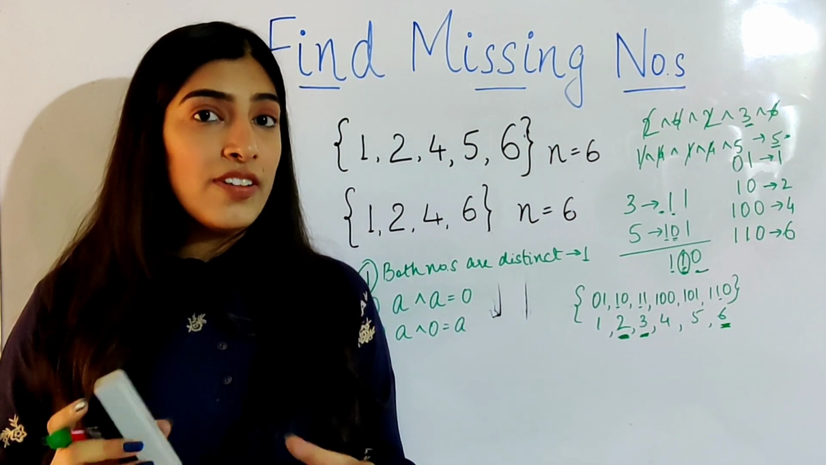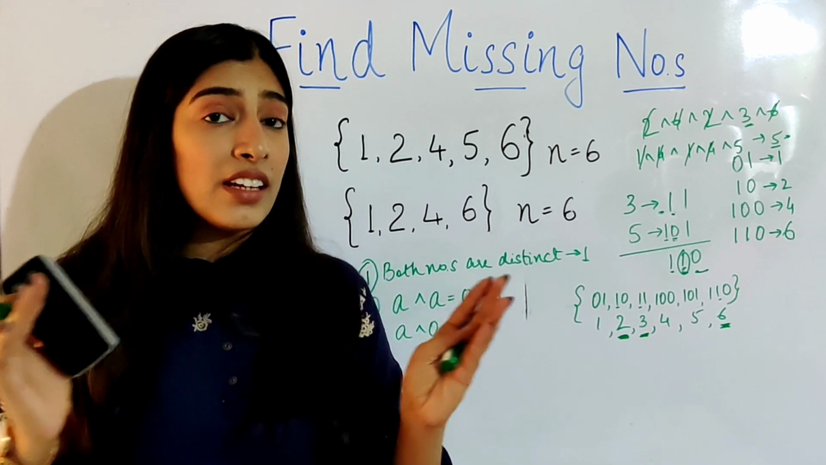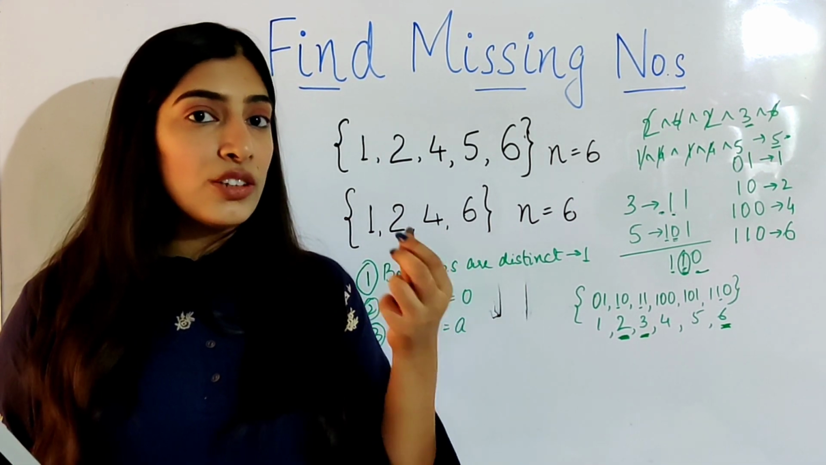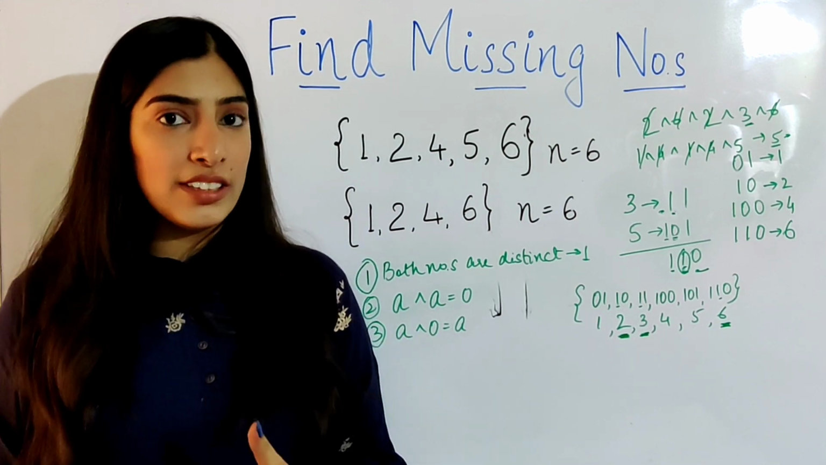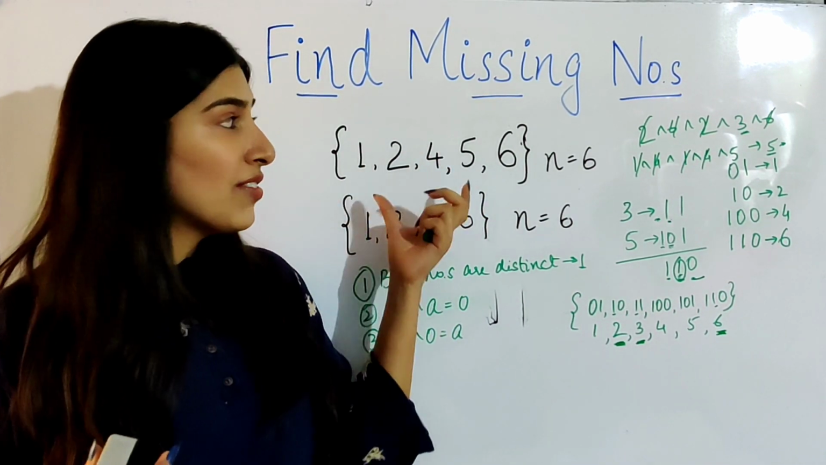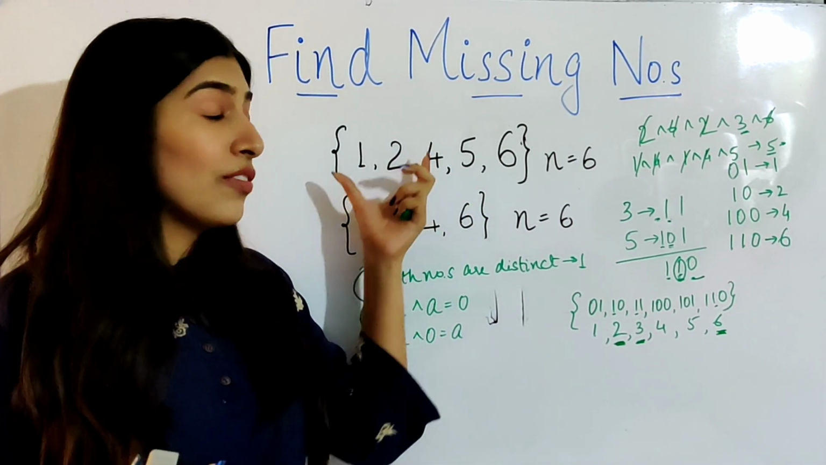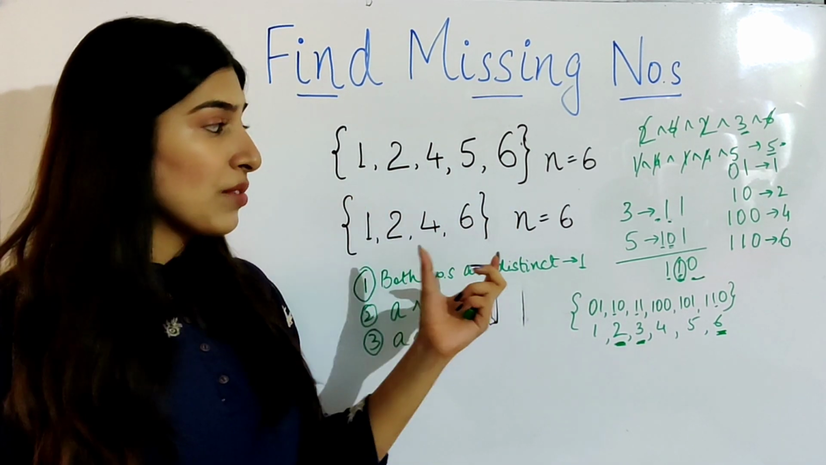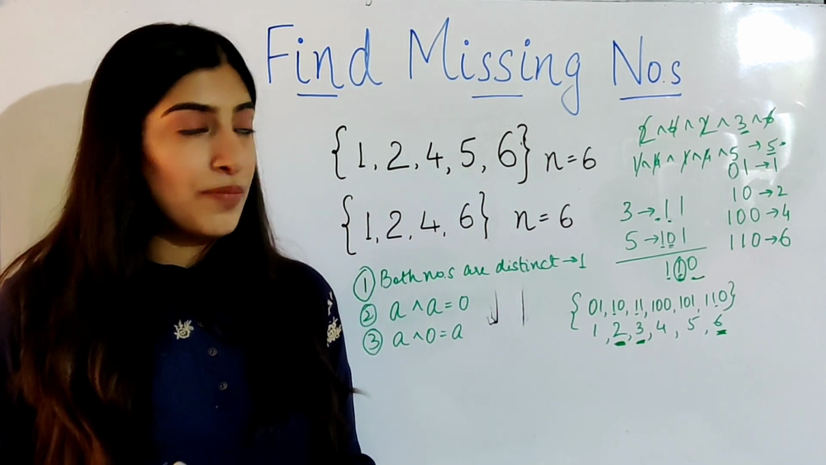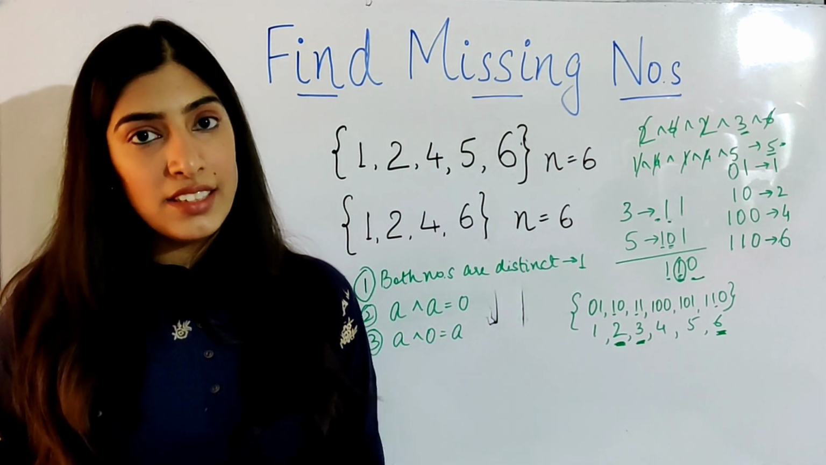What we did finally was, we divided the array into two sub-arrays according to whether one bit was set or not set. Then, similar to the previous case, we XOR the items given to us in the array with the numbers that would have been present in the array. And then we got our final answers.